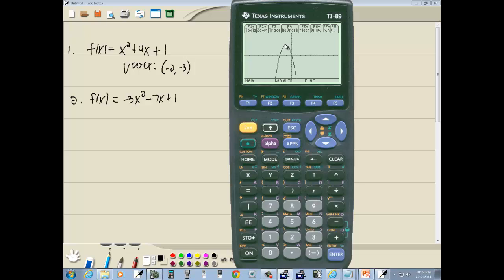The vertex is your highest point or your lowest point, and this will be a max. So I do F5, choose maximum, 4. For lower bound, I'm going to do my left arrow key until my cursor is to the left of where my vertex is. Right there, press enter. And for upper bound, I'll do my right arrow key until it's to the right of it, and then press enter.